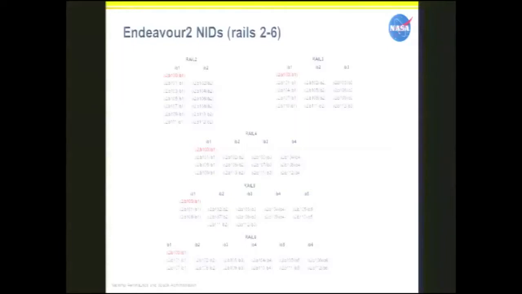So this is the actual NID placement for the Endeavour runs for rails 2 through 6. If you notice, we have 12 OSSs on the back end, and 12 is a multiple of 2, 3, 4, and 6. So placement is pretty straightforward again. Rail 5 gets a little interesting in that we had to add an extra one to a couple of the interfaces.